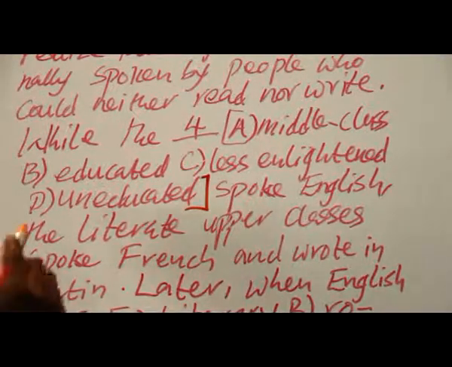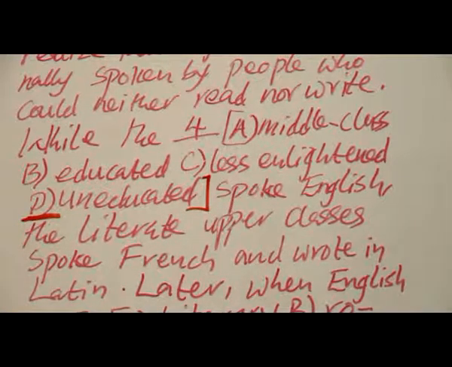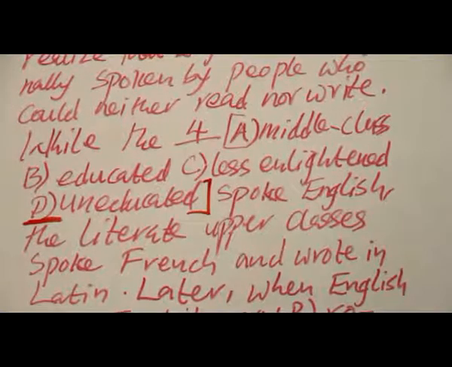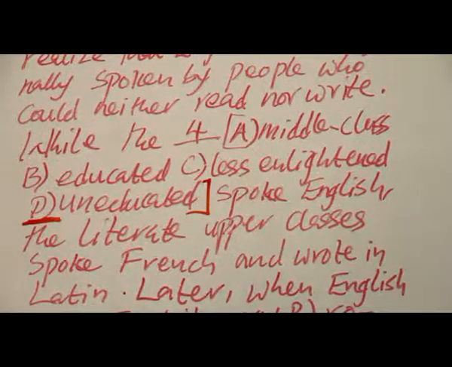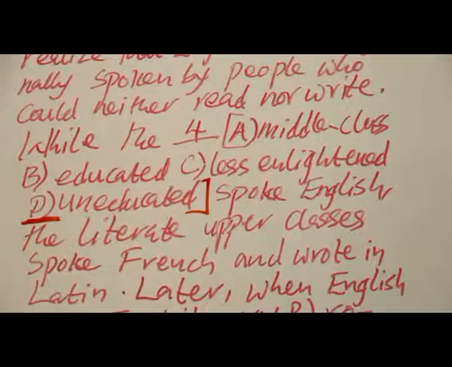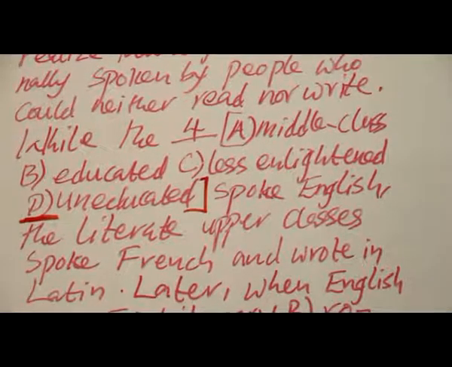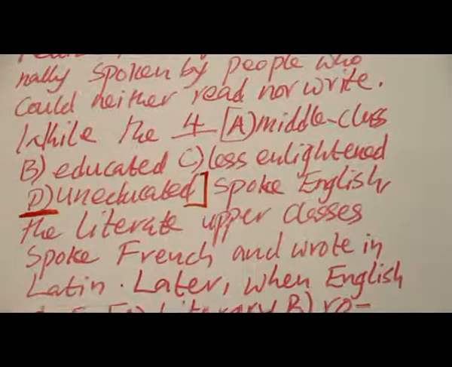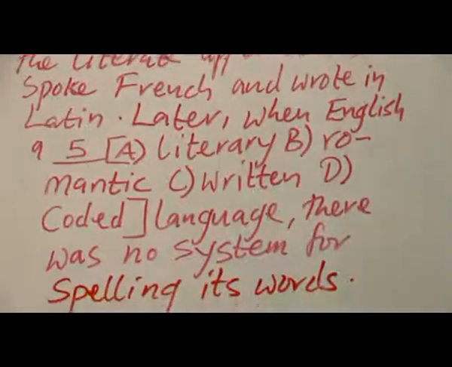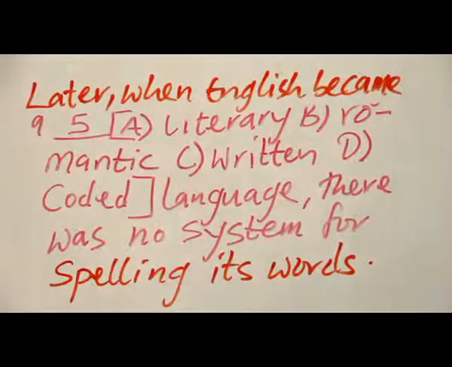So we look at option D, uneducated. Yes, this can contrast well with literate. A person who is uneducated technically is not literate. That is the point. So our answer here is uneducated. So we take it that while the uneducated spoke English, the literate upper classes spoke French and wrote in Latin. Now let's move on to question 5.